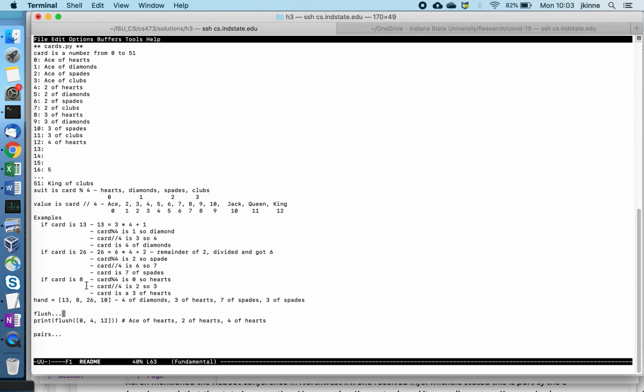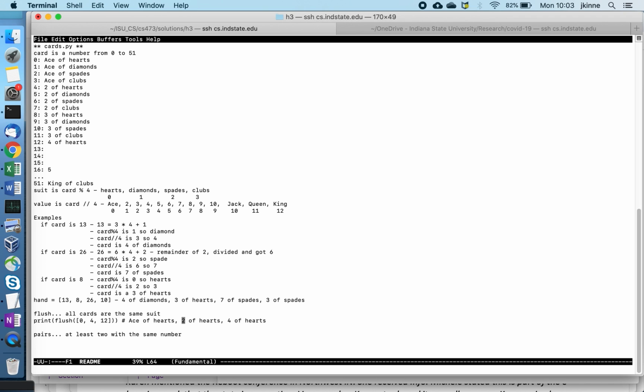Okay, so we have these numbers which we can think of as cards like this. We have hands which are just lists of those numbers. And I want 2 different functions. One is to determine whether a hand is a flush. So a flush is all cards are the same suit. A pair is at least 2 with the same number.